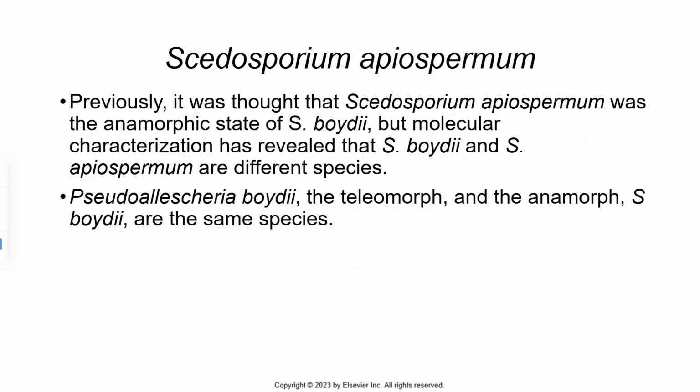Pseudallescheria. Previously it was thought that Pseudallescheria was an anamorphic state of S. boydii, but molecular characterization revealed that S. boydii and S. apiospermum are different species.